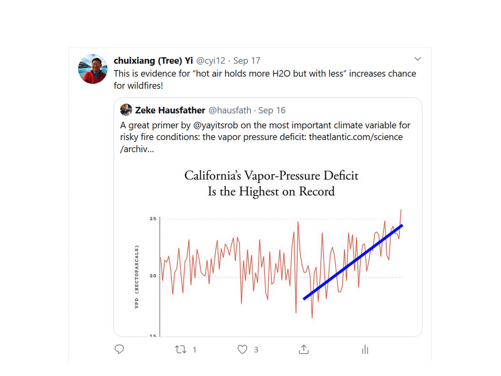So I gave comments on Twitter: hot air holds more water vapor, but with less increased chance for the water. Air can hold more water molecules, however, the water molecules are not abundant. So it becomes drier and drier, creating a risk of wildfire.